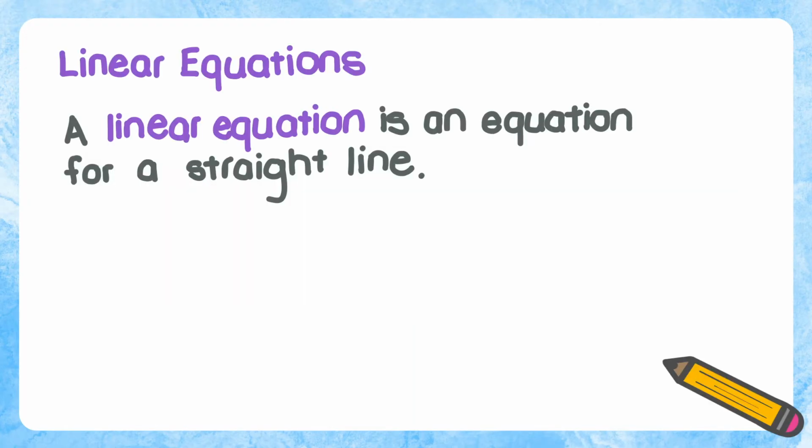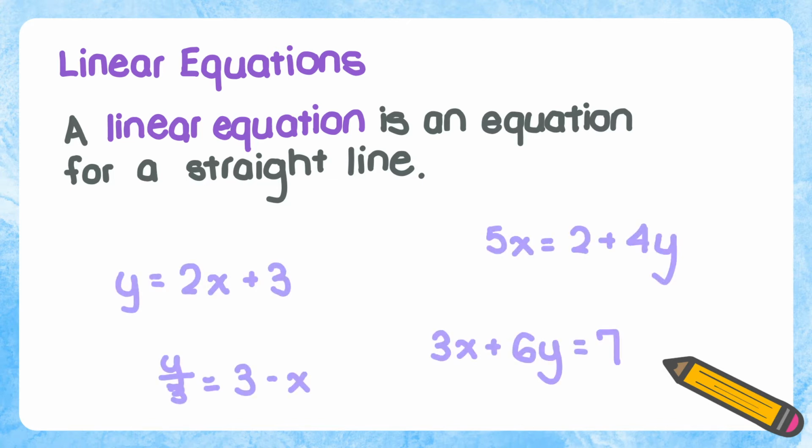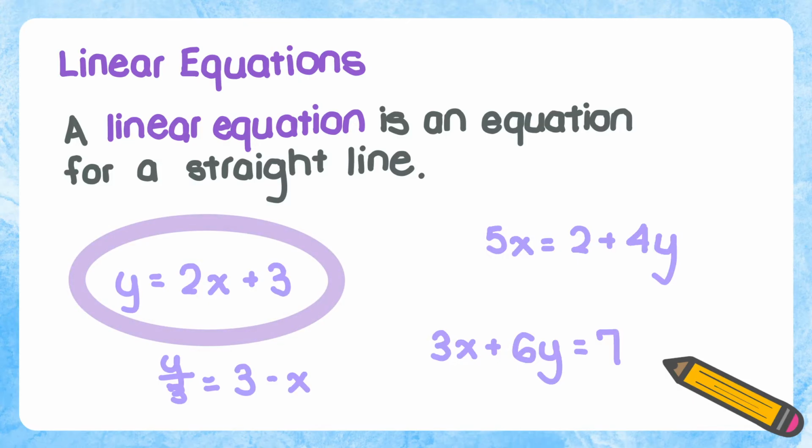So first things first, what are linear systems? So first, let's look at the definition of linear equations. A linear equation is an equation for a straight line. All of these are examples of linear equations. For this lesson, we'll be focusing on linear equations that look like this, ones that are written in slope-intercept form.